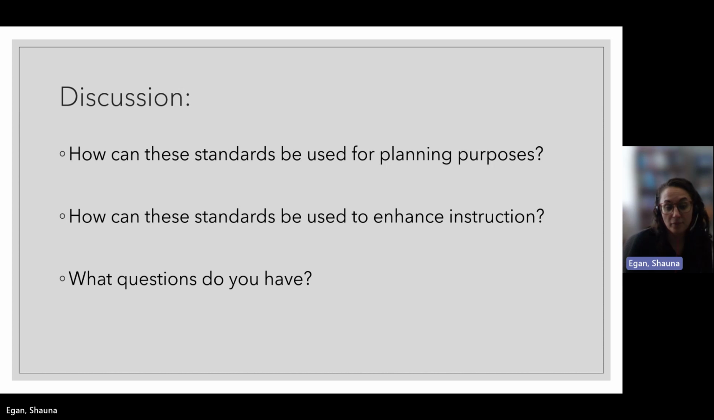Before we wrap up the training, take a minute to reflect. How do you plan to use these standards for planning purposes? How do you think they can enhance your instruction? And if you have any questions, you can hold on to them and you can enter them in the evaluation, which will come up in a couple of slides.